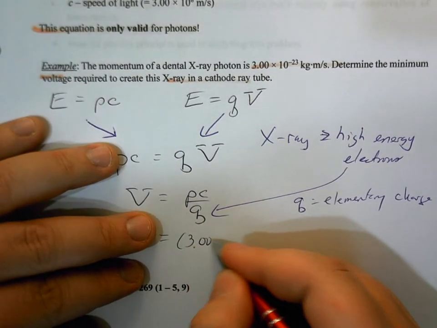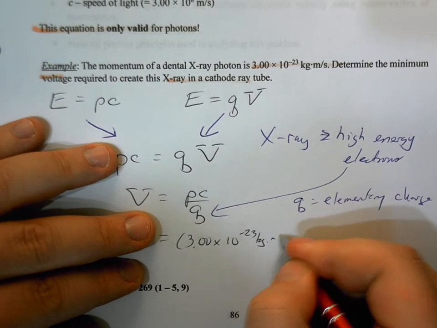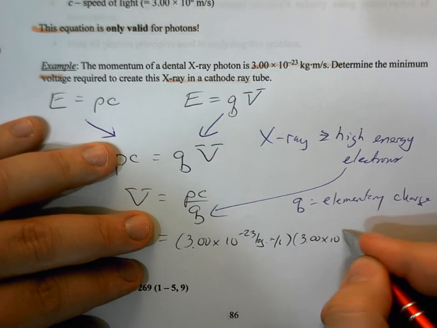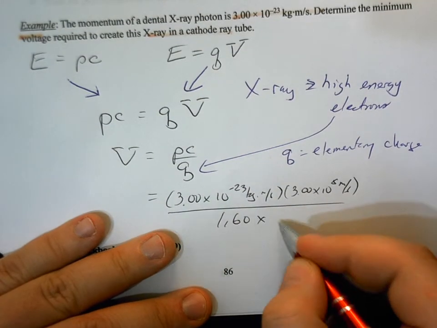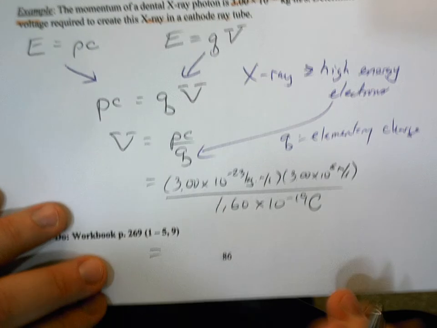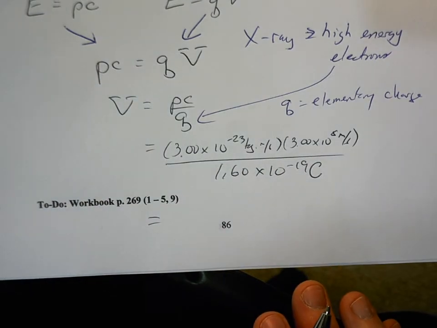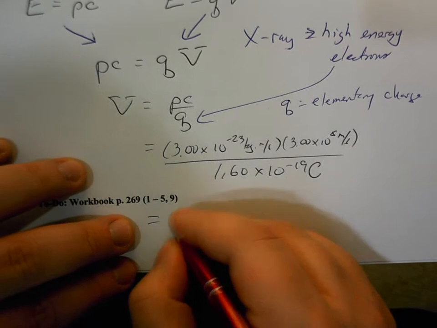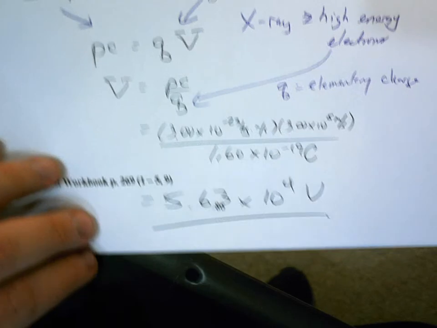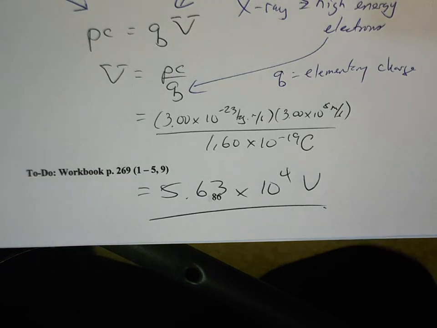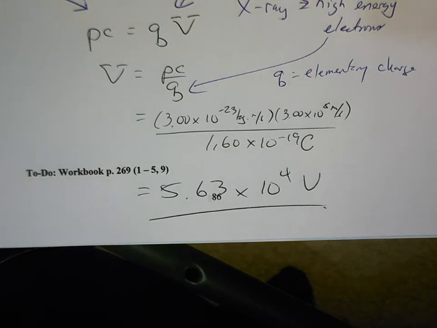Alright, so we have the momentum, 3 times 10 to the minus 23 kilogram meters per second. We multiply by 3 times 10 to the 8 meters per second, and then divide by Q, the elementary charge. This is going to give us the potential difference required to actually create this X-ray. If we do this, we get about 5.63 times 10 to the 4 volts. So this potential difference applied is going to create an X-ray photon with a momentum of about 3.00 times 10 to the minus 23 kilogram meters per second.